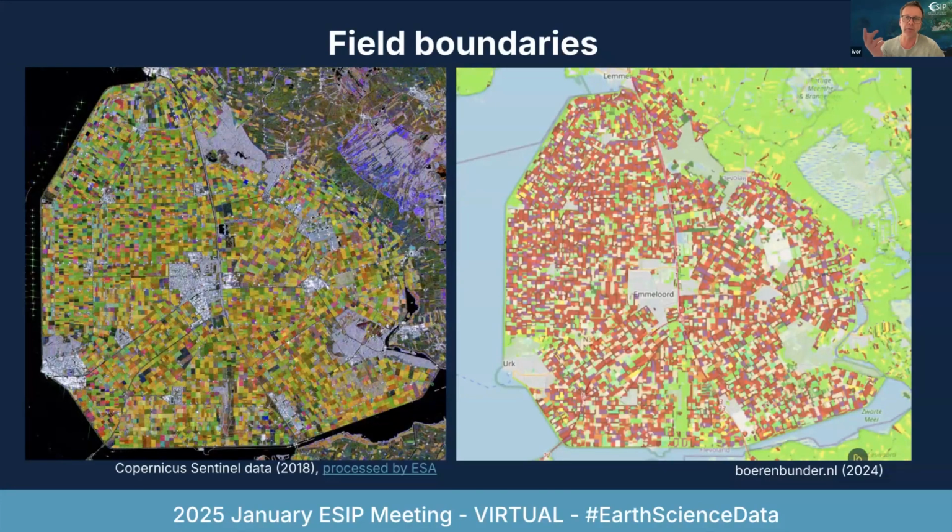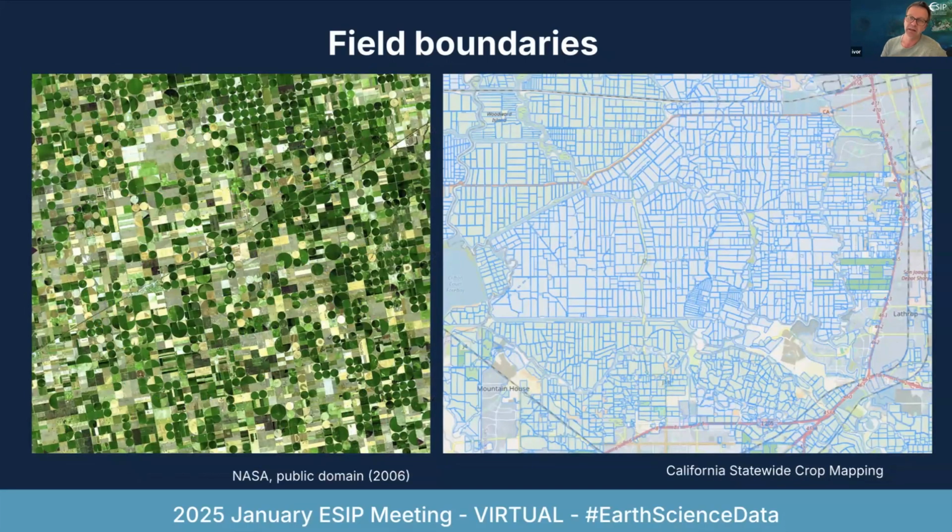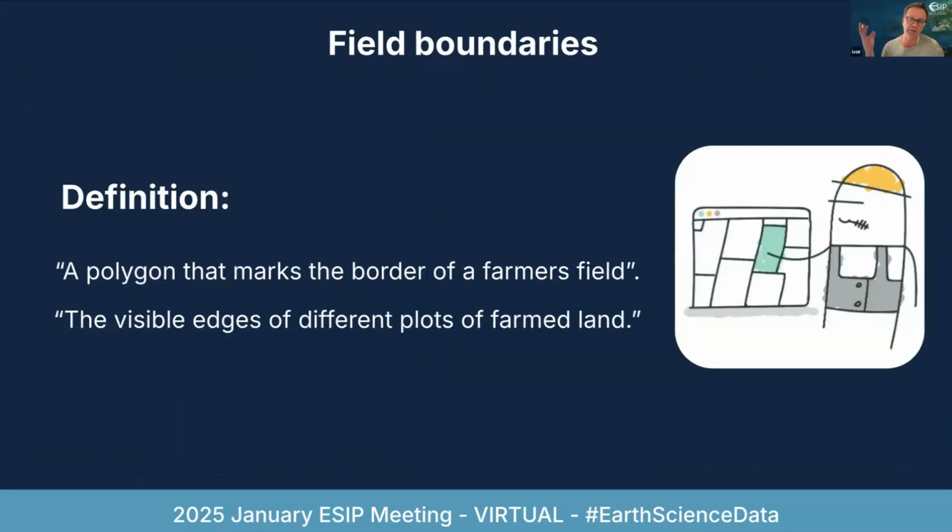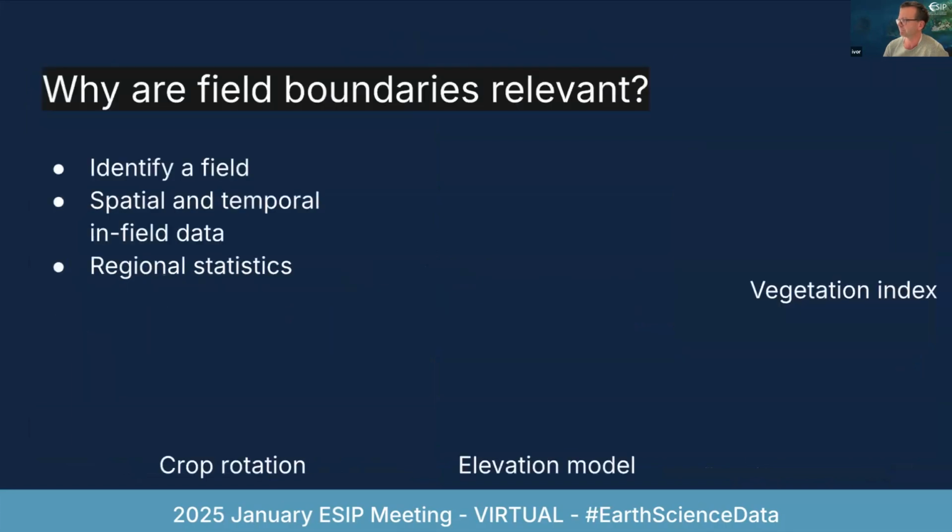So Hannah already explained what field boundaries are, and I got some great pictures on this. So they're the delineation of the farmers' fields, and they look different in many different countries, and many different places have this type of vector data. So it's like the polygon that marks the border of a farmer's field, mostly.